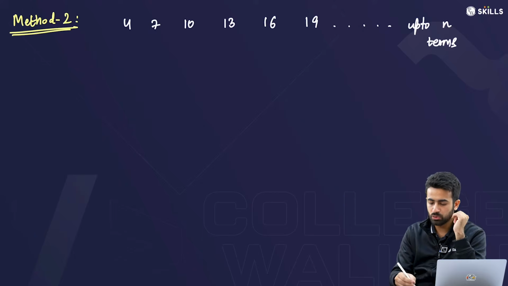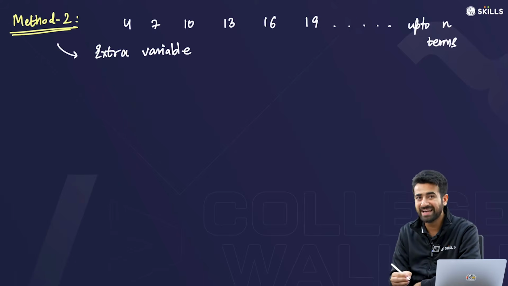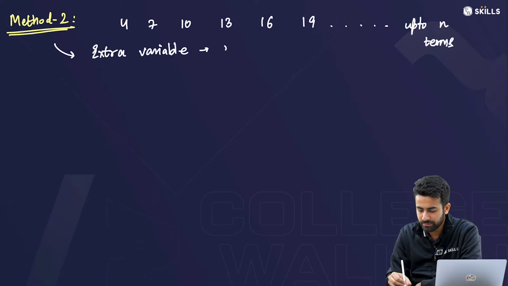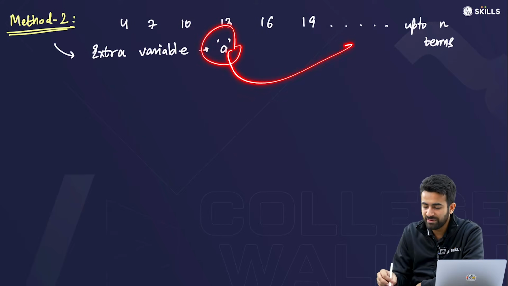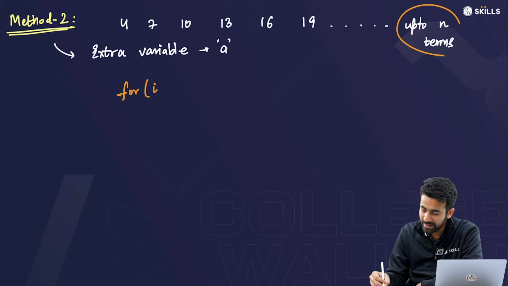And in the second method, we use an extra variable. For example, variable a, b, c, or whatever, y, z, not i. Just for example, a, and we initialize the variable with it. We increment the value of a every single time by the common difference. We won't change the structure of the loop. What we say is, we know that it has n number of terms, which says that the loop will have n iterations or rounds for sure.